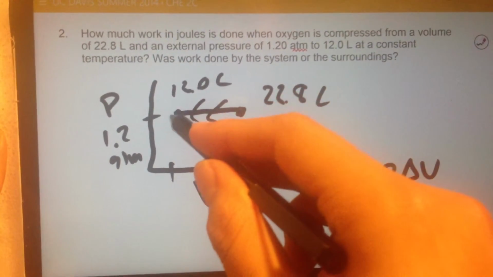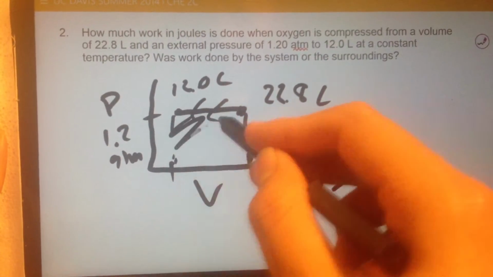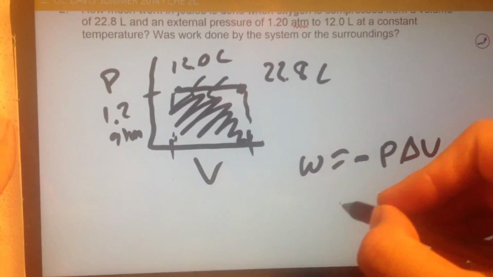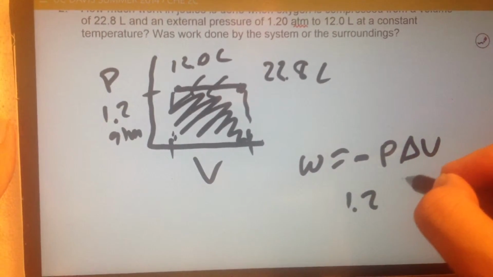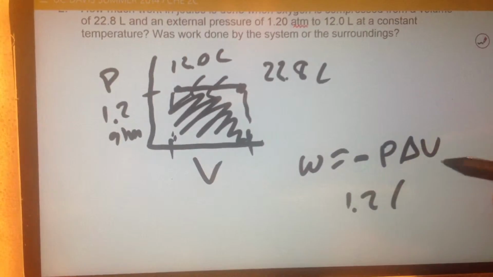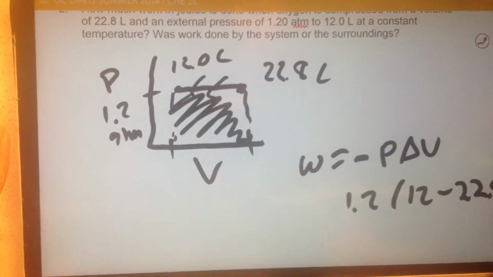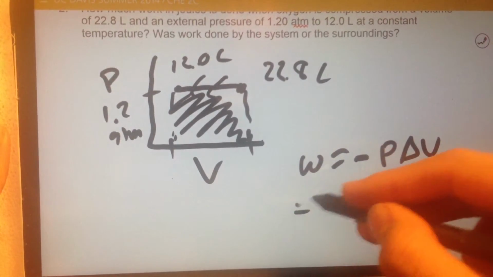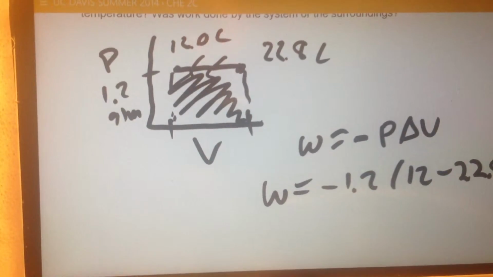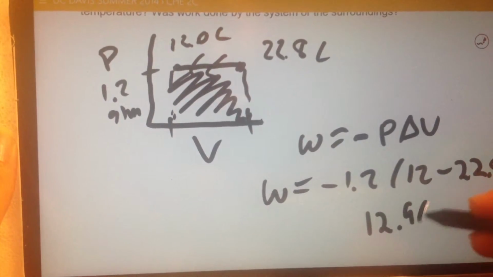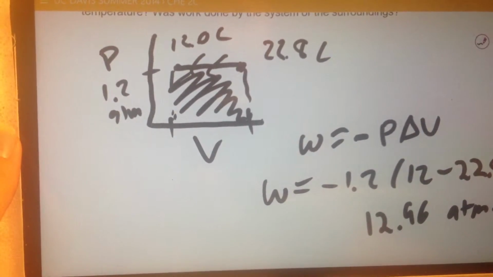And that's basically the area under this curve right here. So it's like this boxed region, shaded box region. And to calculate that, you say, alright, my pressure is 1.2, change in volume is going to be final minus initial, so you have 12 minus 22.8, right? And you have a negative sign in the front, so this is equal to work. And you calculate it out, and you get a total of 12.96 atm liter.